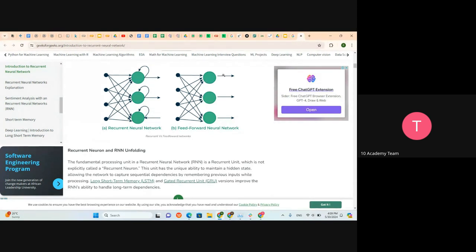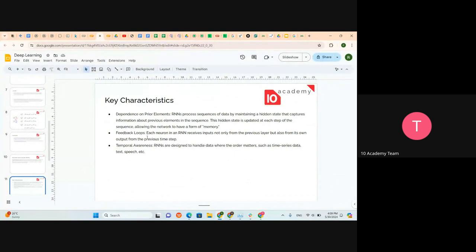In feed forward neural networks, we just move this way. If there's another layer here, there's going to be a connection between the two nodes, the same as this connection. But here, before making this prediction, the output from this network is fed back, and it's going to affect this prediction, okay? So with feedback loops, each neuron in an RNN receives input not only from the previous layer, but also from its own output from the previous time step. So you can understand why RNNs are mostly used for time series data, like stock market data.